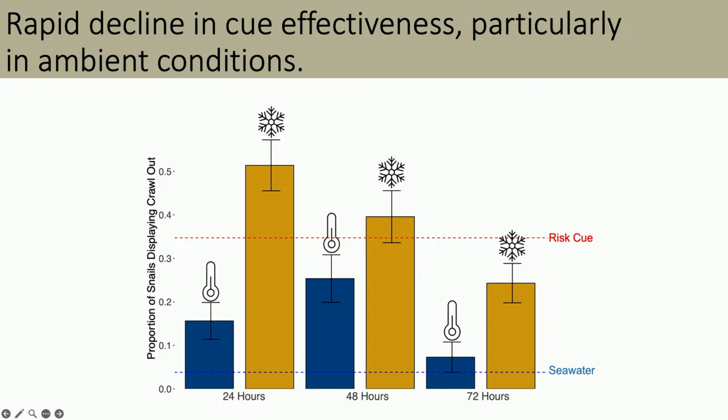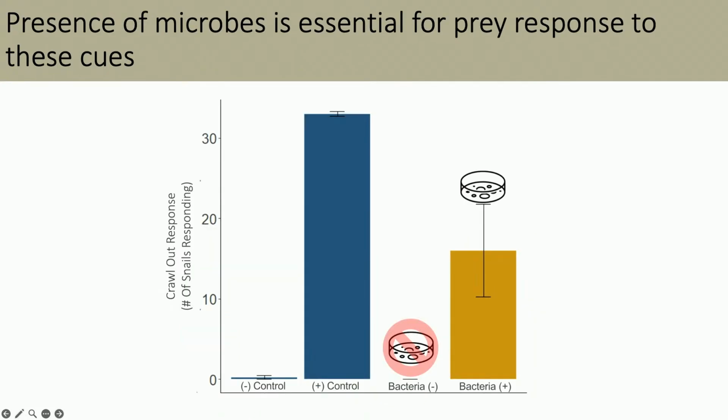So then what he did next was to physically filter out the bacteria in the next experiment to see how that would affect the degradation of the cue. But what we found was, again, something that was really difficult to explain. So what we have here is, again, the crawl-out response of Tegula on the y-axis. Blue is the control treatments here. And then the gold bars are with bacteria present or absent after filtering them out physically. And so what we found is if you filter out the bacteria from the sea star cue, the snails don't respond. So that suggests that the bacteria is at least part of what the snails are responding to.